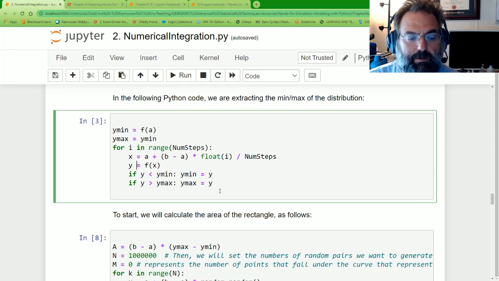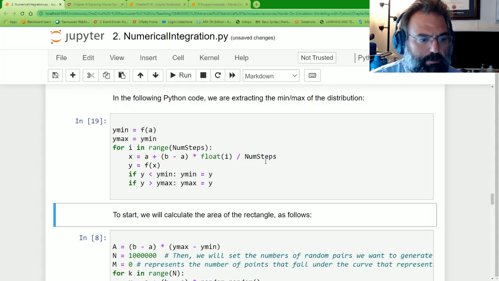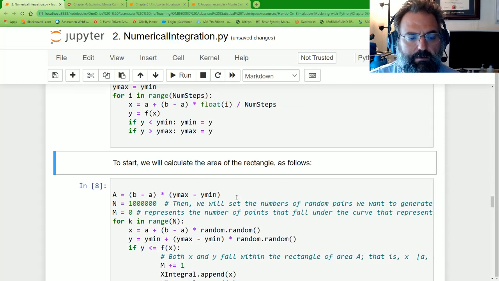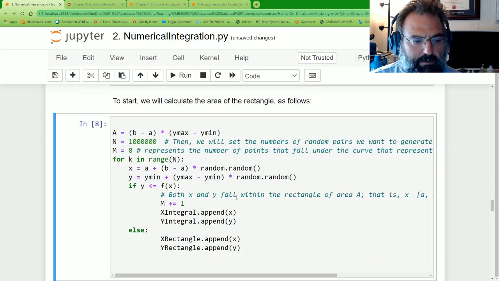So we're determining what the value is. We're essentially squaring x to get y. And then if y is less than y min, we get a new min. If y is greater than y max, we get a new max. So typical sort of processing. Go ahead and run that, and you can see a million iterations is nothing to sneeze at, but it didn't take any time to speak of.